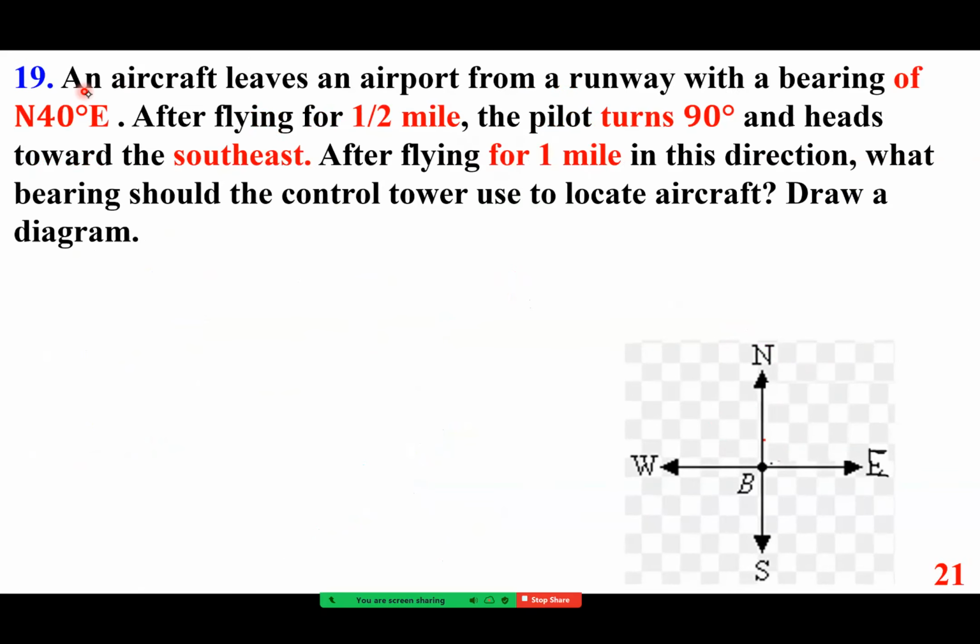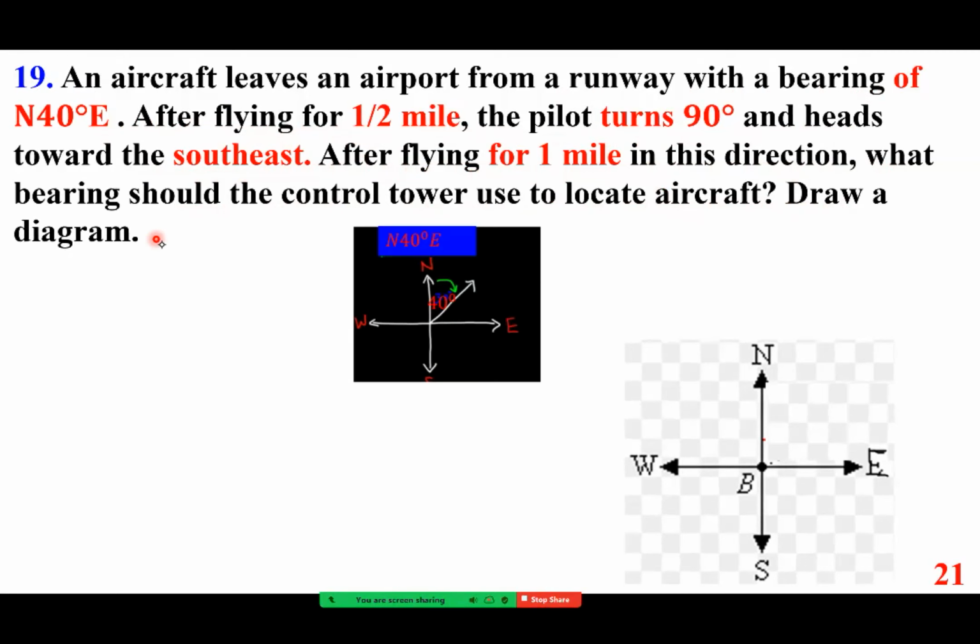Anybody want to read this quickly for us, please? An aircraft leaves an airport from a runway with a bearing of N 40 degrees east. After flying for 1.5 miles, the pilot turns 90 degrees and heads toward the southeast. After flying for 1 mile in this direction, what bearing should the control tower use to locate the aircraft? Draw a diagram. Excellent. So without a diagram, it's impossible.